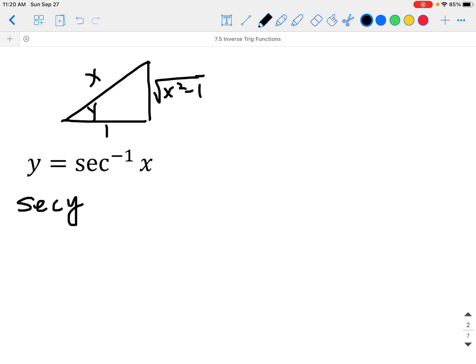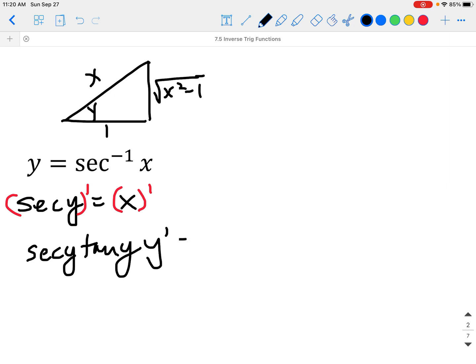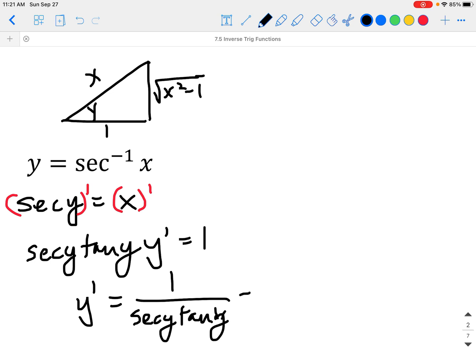And then we'll do the same thing, use our inverse property. And then when we take the derivative of both sides with respect to x, we're going to get secant y tan y times y prime all equals 1. So then y prime is going to be 1 over, now it's the product, secant y tan y. And then if we look again, we can see that secant of y is just going to be x. And then tangent of y is going to be rad x squared minus 1.